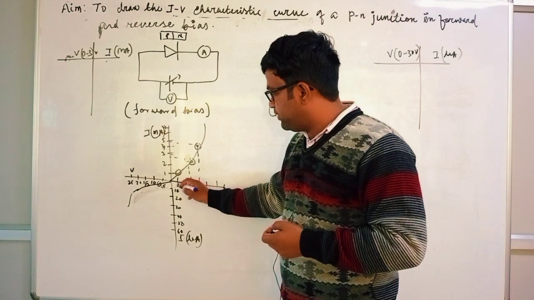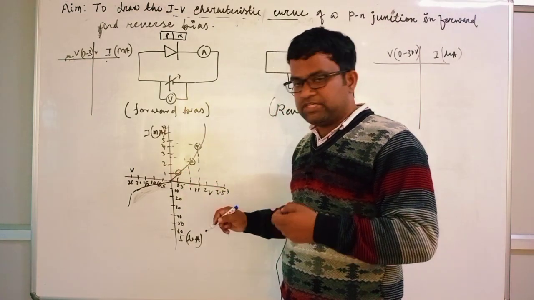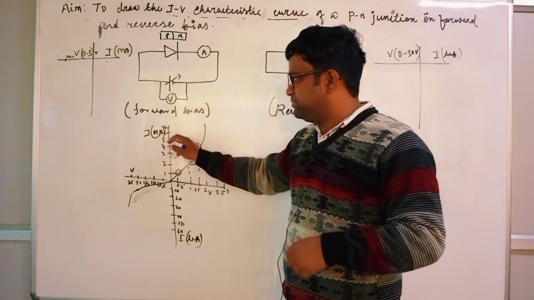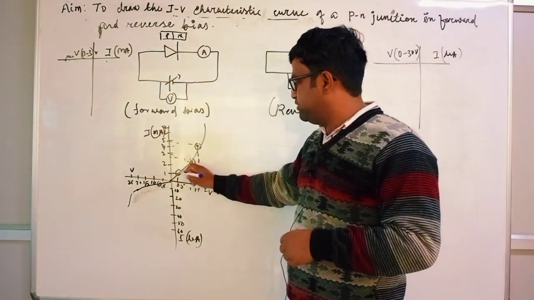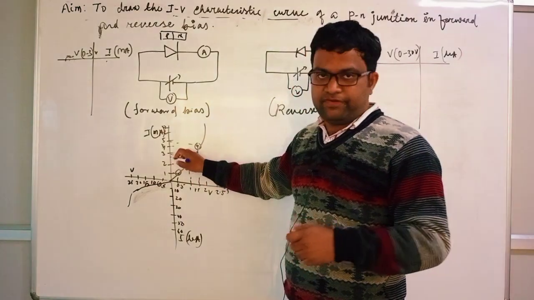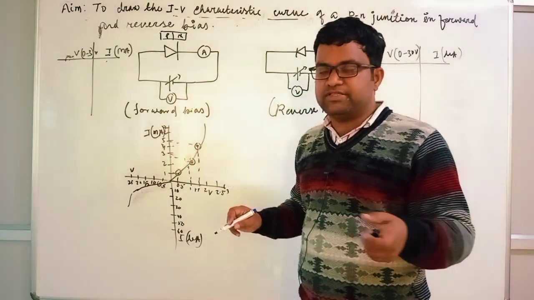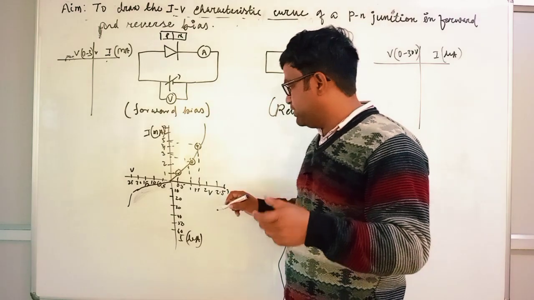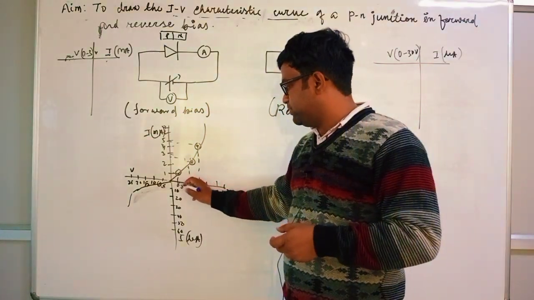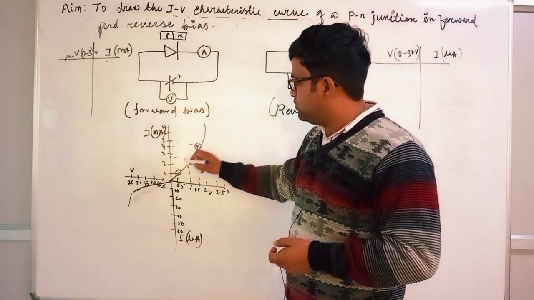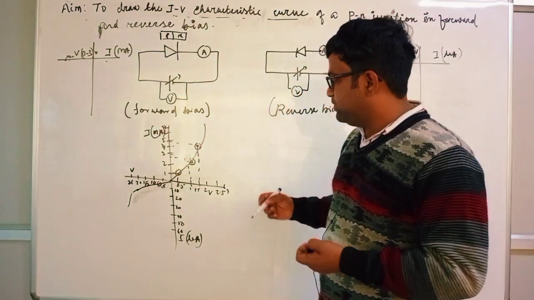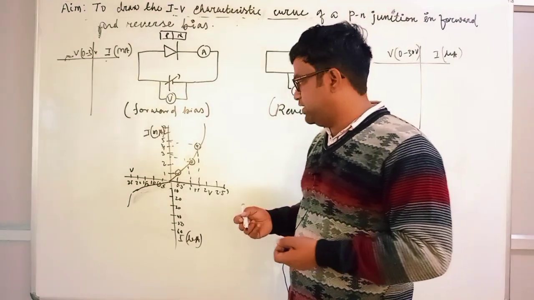So you see, at 0.5 volt I am getting 1 milliampere, let's say. Similarly, you will get different points in the graph, corresponding to different voltages and different currents, right? Let's say I have taken my readings in steps of 0.5 volt, 0.5 then 1, like that. So I'll join all these points with a freehand curve, right?